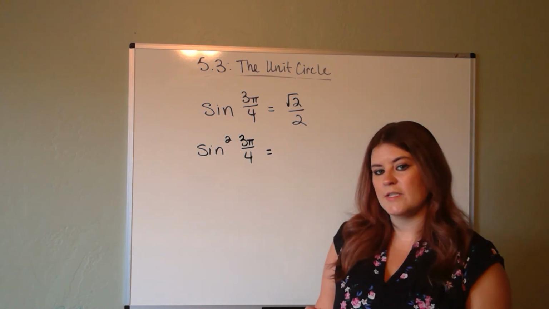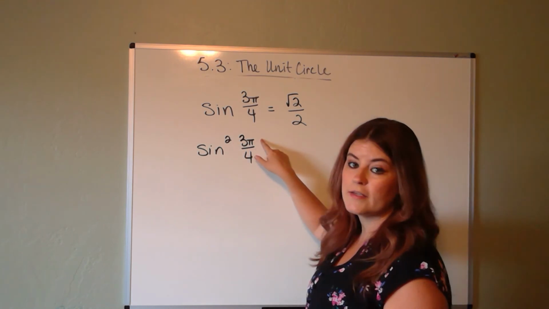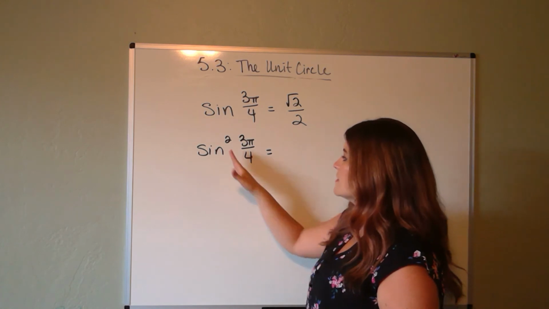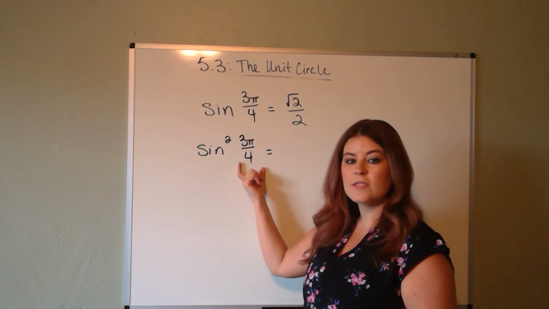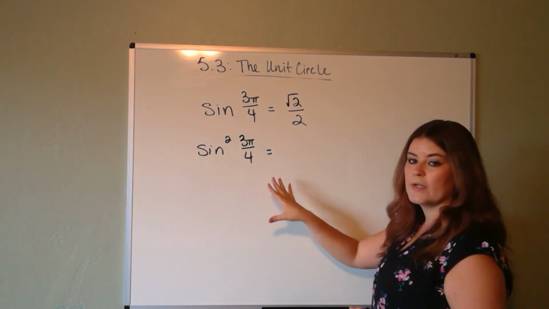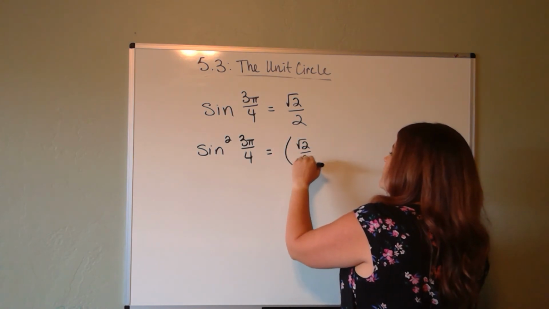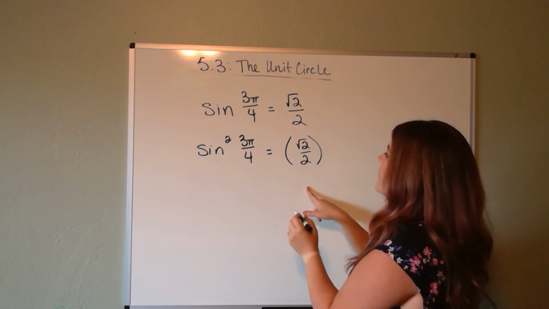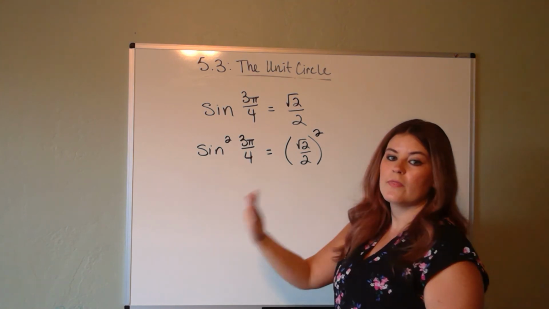So it's a weird notation. If you have a power here, notice it's not on the 3 pi over 4, it's actually on the sine. What this means, and it's not always squared, it can be any power, it means find the sine of this angle and then square that value. So the sine squared of 3 pi over 4, you find the sine of 3 pi over 4, which I know, because it's right there, is root 2 over 2, and you square it. So you find the sine, then you square it.